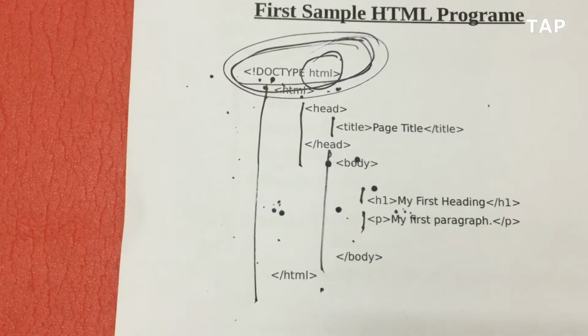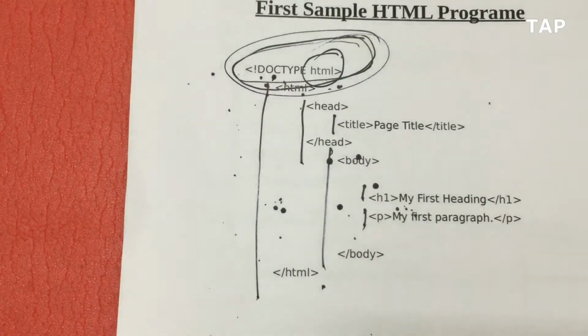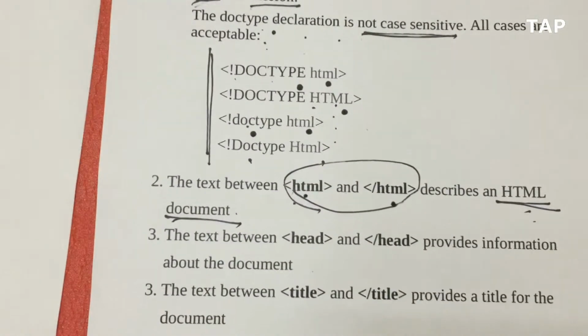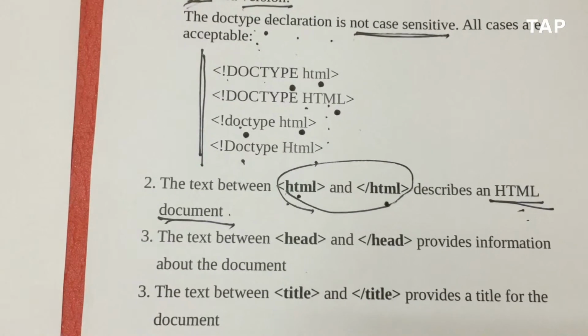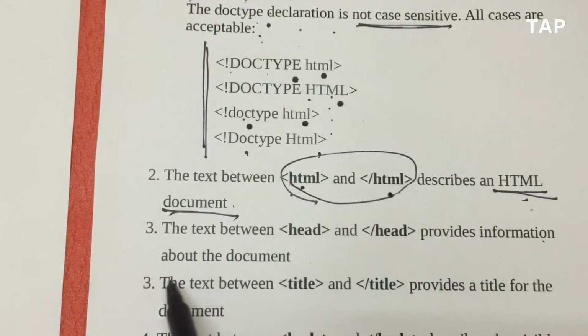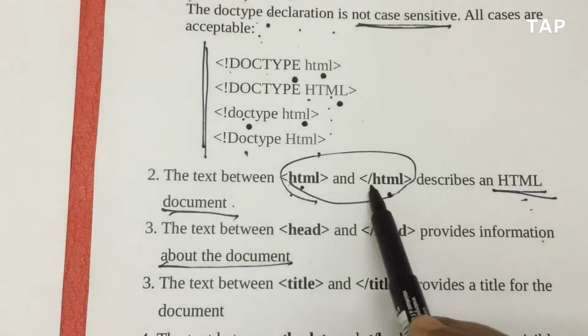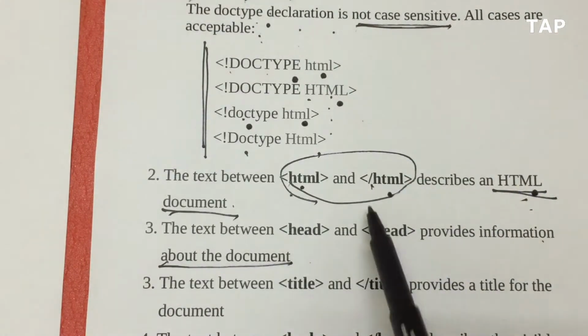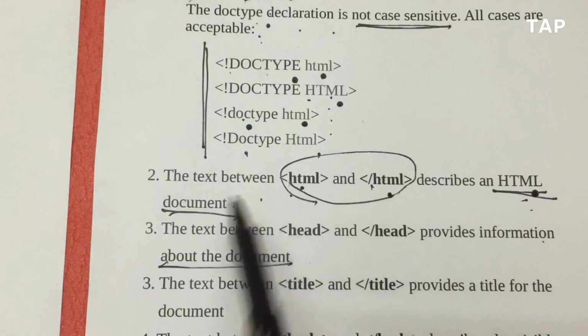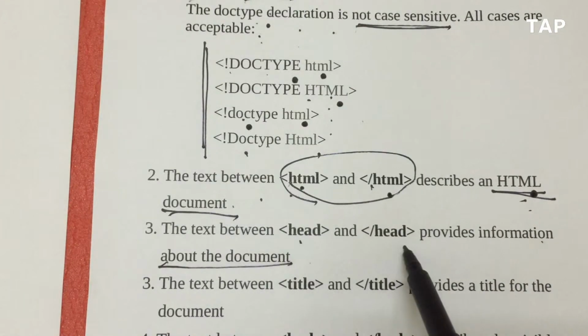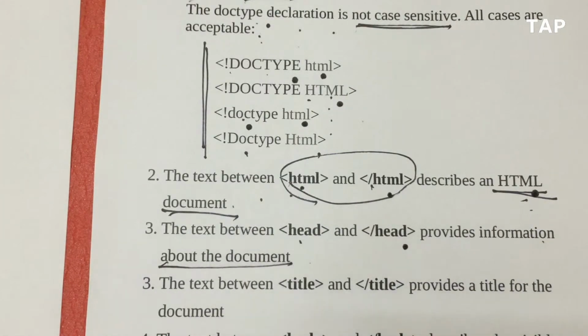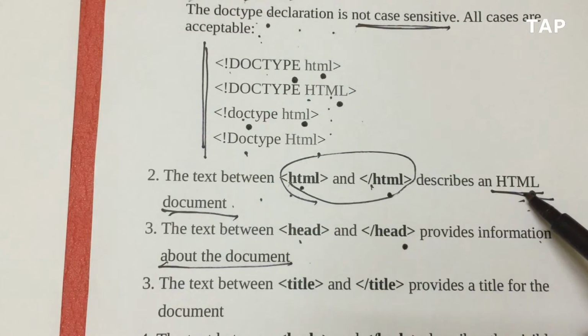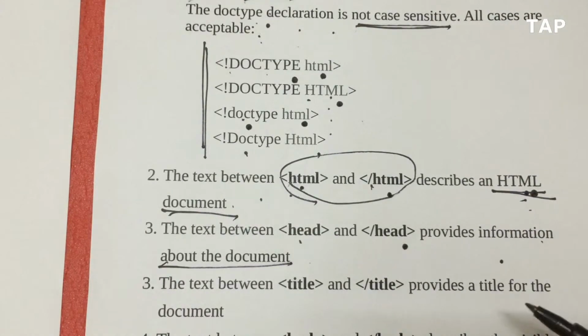Then your program has one head part, right? So what does this head part do? This head part just provides information about the document. Your HTML tag is describing the document, whereas your head tag is giving information about the document. It is only describing, but it is giving information. Meaning what type of web page is mine.